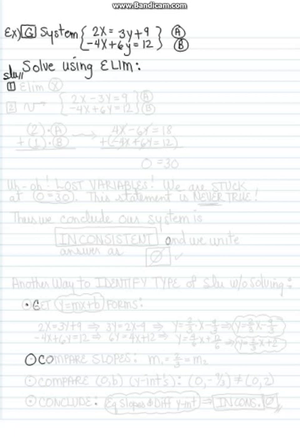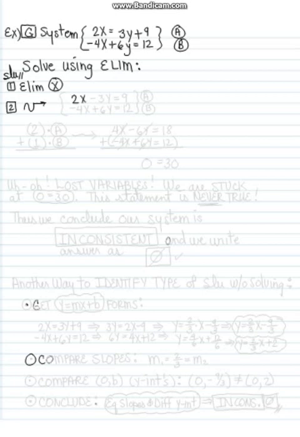Here we're given a system of two equations, 2x equals 3y plus 9 and negative 4x plus 6y equals 12. We're asked to solve this system using the elimination method. Well, step 1, we're going to choose a variable to eliminate. We're going to eliminate x.